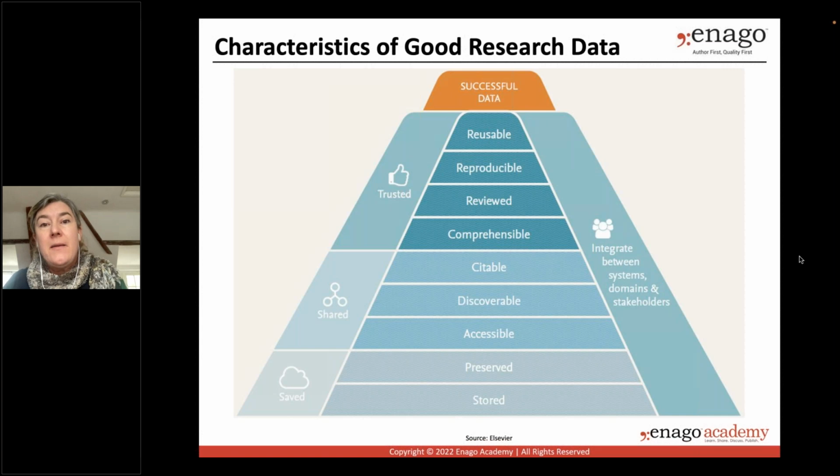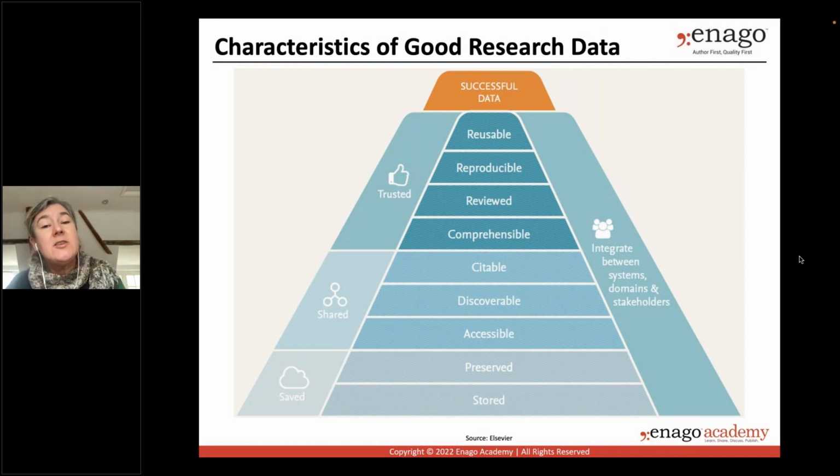All the while, the more that the data can be integrated between systems, that's often interoperability across technical domains, perhaps different subjects. So perhaps you're thinking about metadata which can be applied to different subjects, and then stakeholders as well, because there'll be different stakeholders: researchers, industry, and the general public as well.